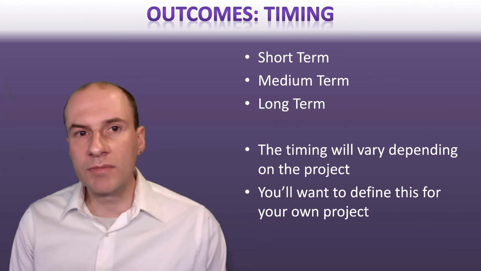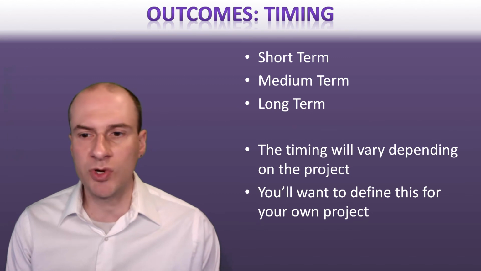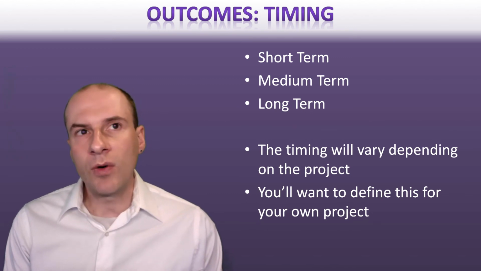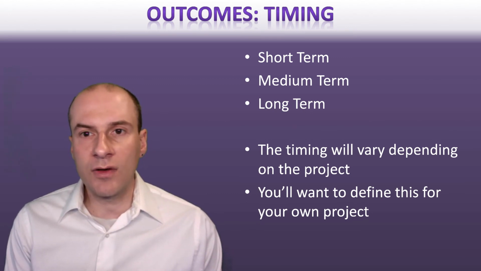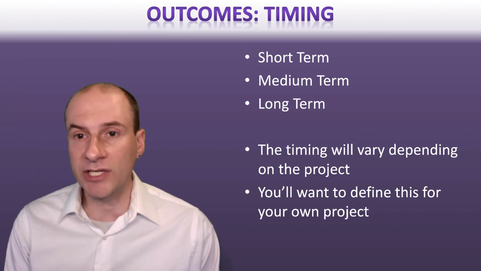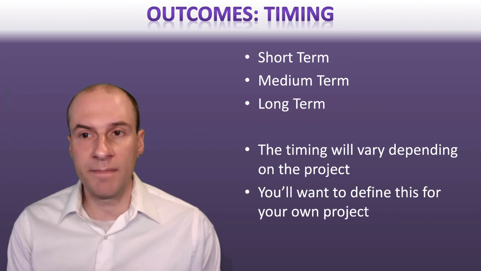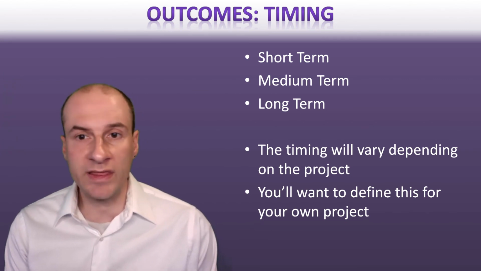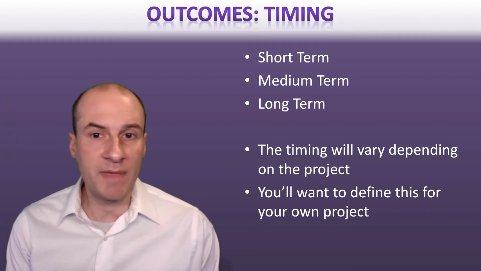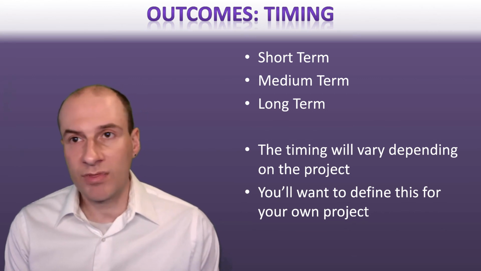Now, the outcomes are broken out into three different time categories: the short term, medium term, and long term. Now, what I'll first say is that what this means actually in terms of time is going to vary depending on your project. There's some projects that are very time oriented that may be actually relatively short. So the time between the short term and the long term might be a year, or it might be 3 months.